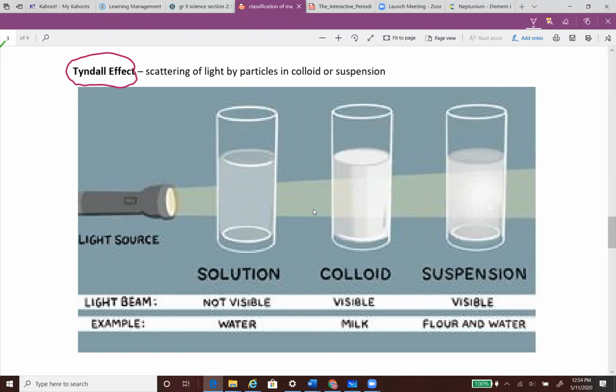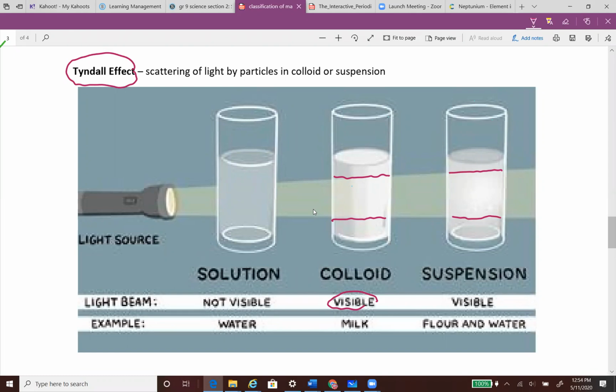But if you shine light through a colloid or suspension, you will see something. You actually see two things. One is you will actually see the light beam. You see the beam of light here and here, whereas if I look at my example with just water, I don't see the light beam.